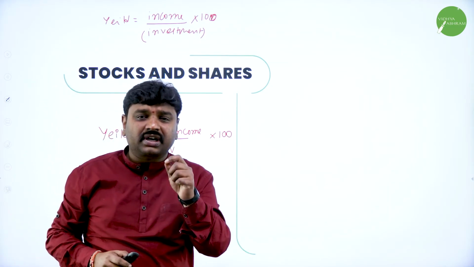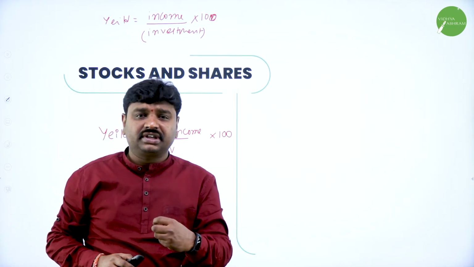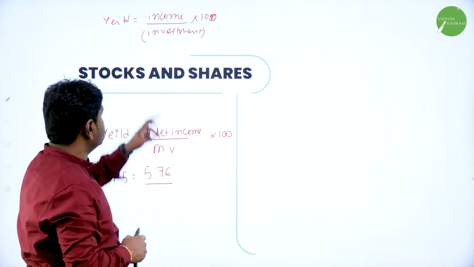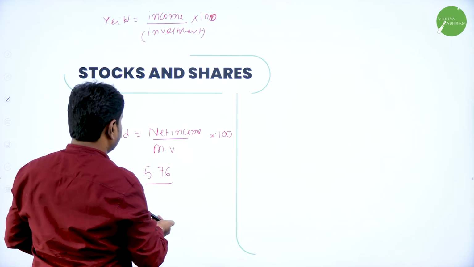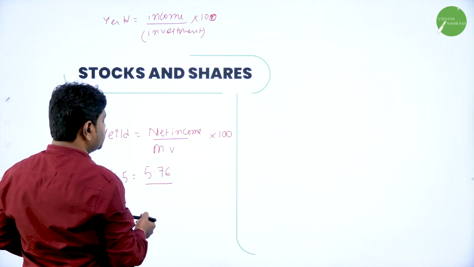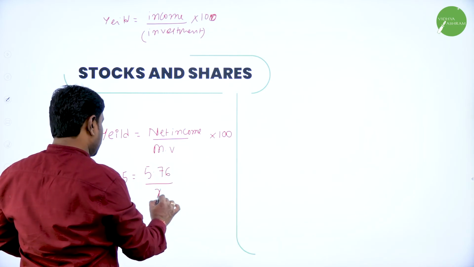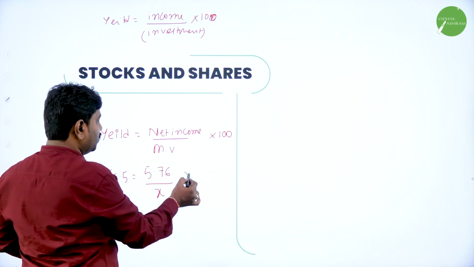See, whatever is the market value, that you should pay and take the shares or stocks. So investment is what? Your market value. So in place of investment, I'm writing market value. Net income is 5.76, and market value we don't know, we need to find. So this is amount invested, or market value, unknown, into 100.